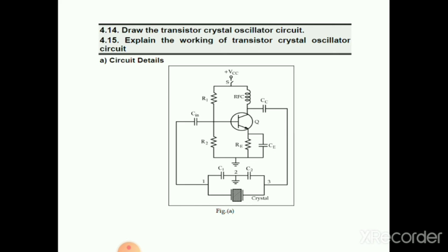The most important thing a student must do before going to the exam, or before going to any interview or competitive exam: if you say the circuit name, the Hartley oscillator or Colpitts oscillator, crystal oscillator, the first thing that must come into your mind is the circuit itself. If the circuit won't come, then you'll get confused. You won't remember the other things. But if you remember the circuit, you can recollect everything related to it.